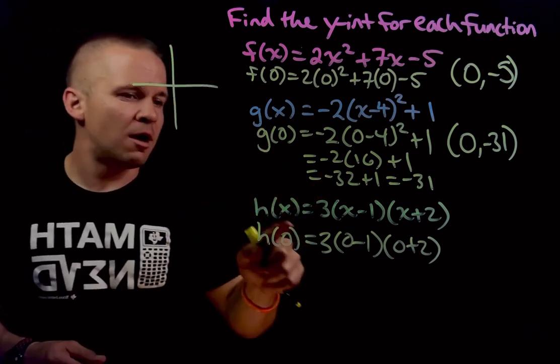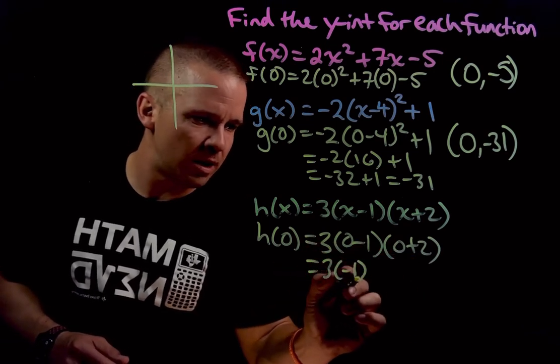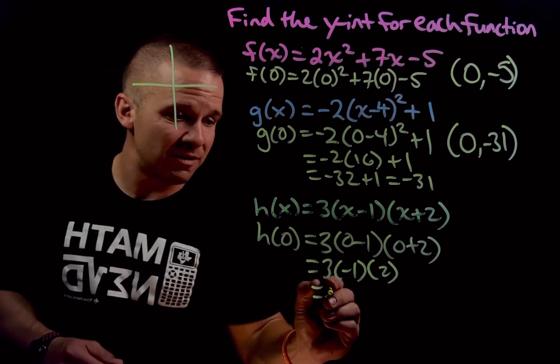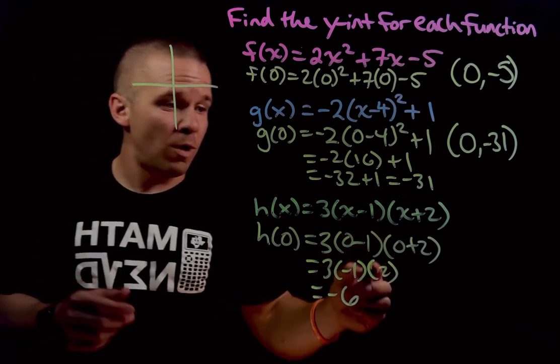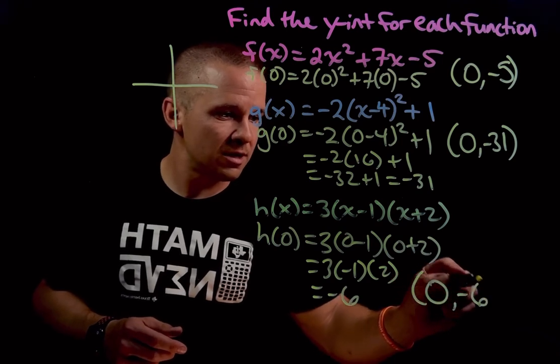That's all I'm saying. All right, negative 1, positive 2. So let's see here. 3 times negative 1 times positive 2. That's going to be negative 3 times 2, which is negative 6. So our y-intercept here is going to be 0 comma negative 6.